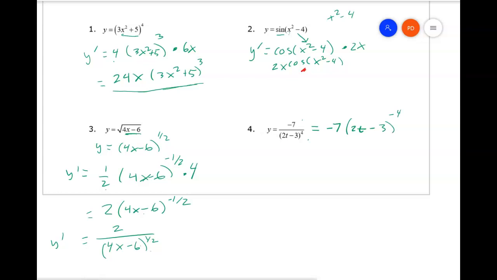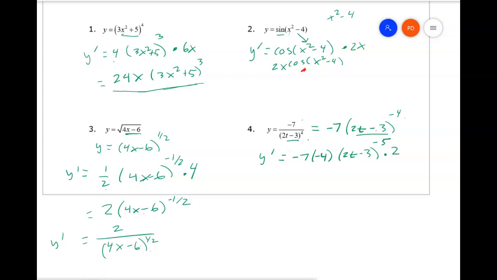You could do it with the quotient rule, and the derivative of the bottom would be 4 times 2t minus 3 cubed times 2 for the chain rule piece. This is a little easier, though, because now I'm going to multiply -7 times a -4 that I bring down from the exponent. I'm going to keep the 2t minus 3 the same. -4 minus 1 is -5. The inside function was this 2t minus 3. Its derivative is a 2.